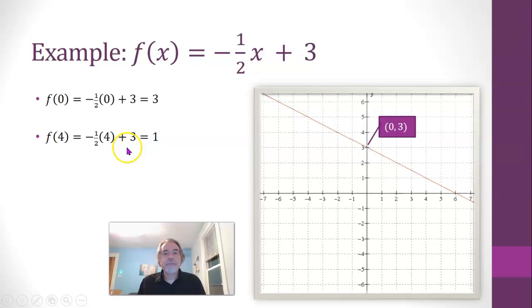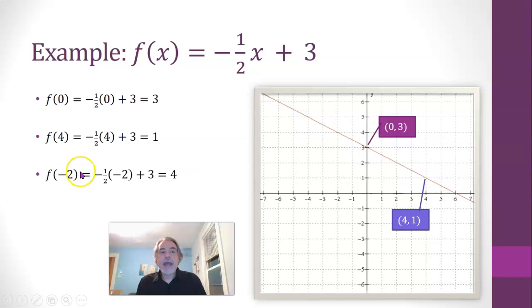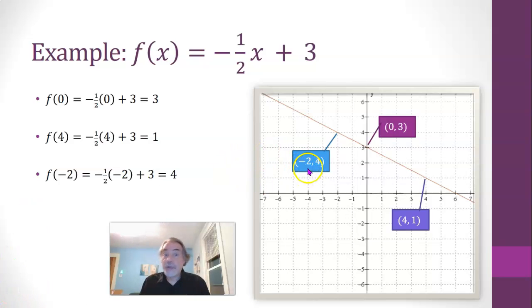F of 4, if I plug 4 in for x and do the calculations, -1/2 times 4 would be -2, plus 3 would be 1. F of 4 is 1, so there's a point on the graph where x is 4 and y is f of 4, which is 1. F of -2, well, -1/2 times -2 would be +1, plus 3 would be 4. Since f of -2 is 4, there's a point on the graph where, oops, I got that mislabeled. X is -2 and y is f of -2, which is 4.